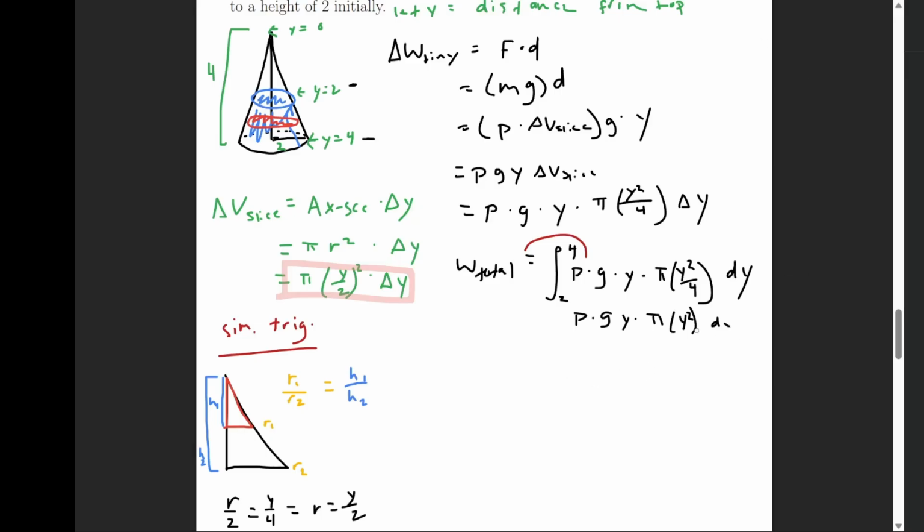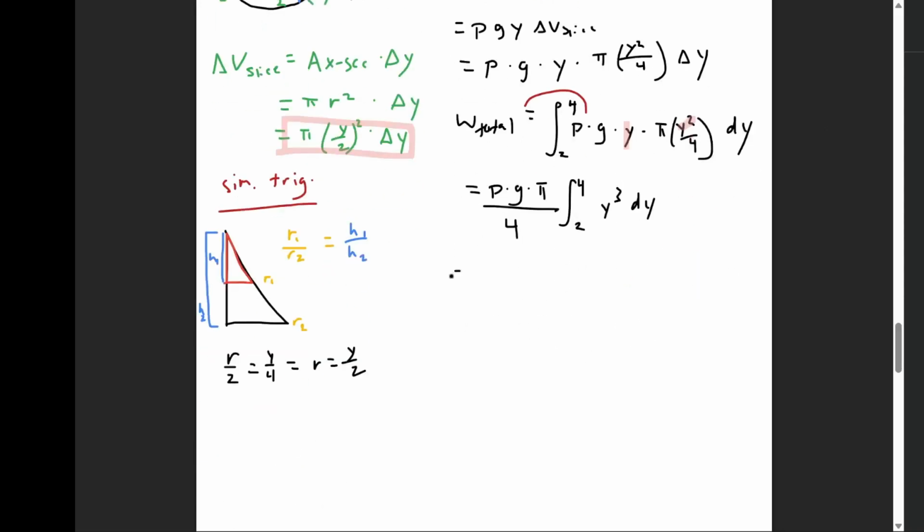In case you forgot your integrating lessons, which you should probably brush up on, now we take this out. So we have density times gravity times pi, and then we take out the 4. Oops, that's not an integral 4 to 2. Now we're left with y times y squared over 4, so this is y cubed times dy. Take the integral of this.